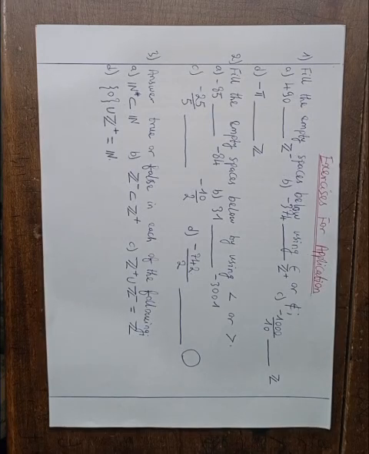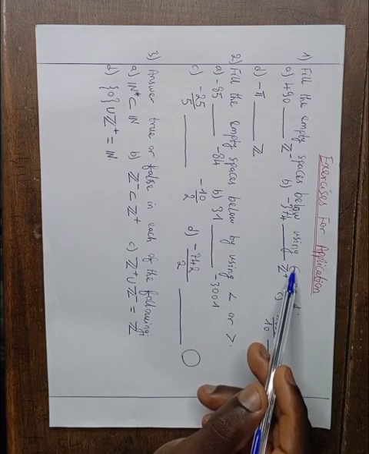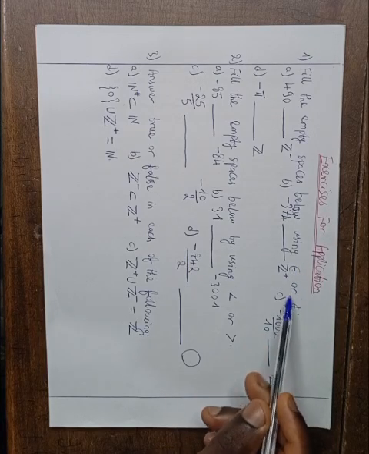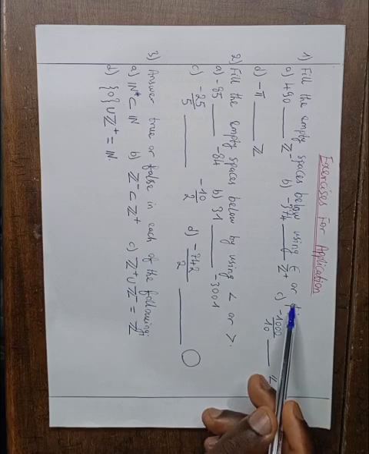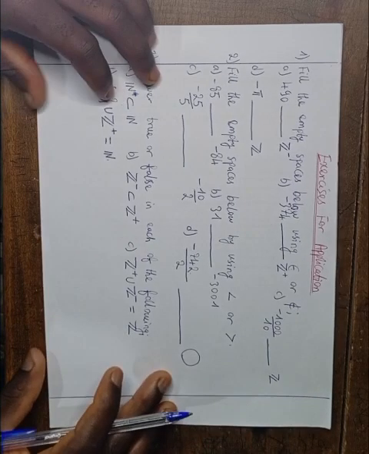We are going to continue from where we ended last time under the set of integers with the correction of the following exercises for application. Question 1 says fill the empty spaces below using this symbol which stands for belongs to, or this other symbol which stands for does not belong to. Let's proceed with the solution.